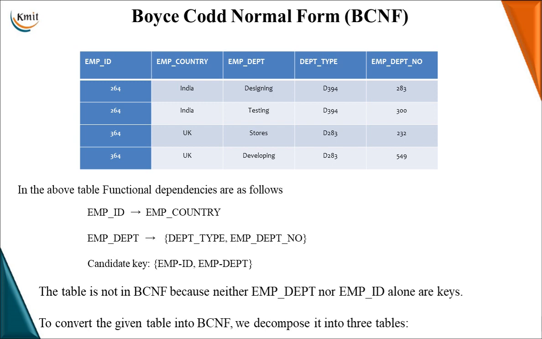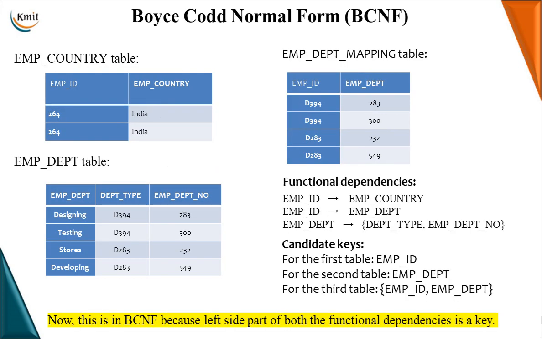Okay, they are together. We see that they are the composite primary key. So when I see this, to convert this into BCNF, I just split the table into three different tables. One is country, because we said employee ID determines employee country. So I put that as a separate table. Employee department determines department type and department number. I put that as a separate table. And employee ID determines employee department. Now if you see, the functional dependencies are employee ID determines employee country, employee ID determines employee department, and employee department determines these two.